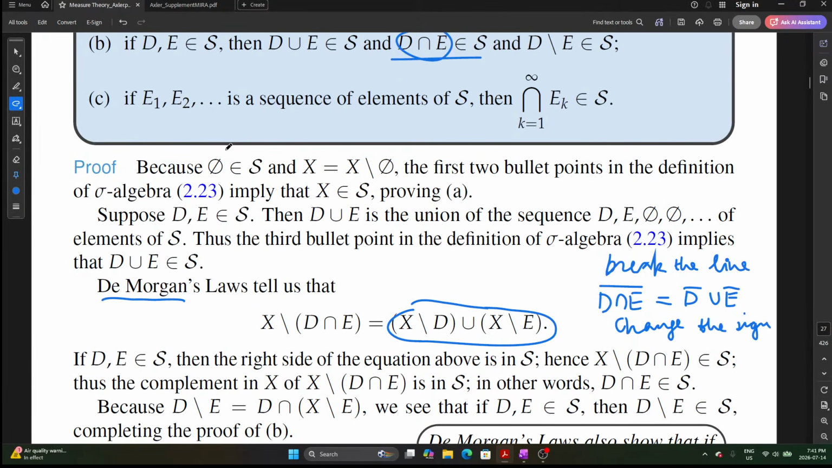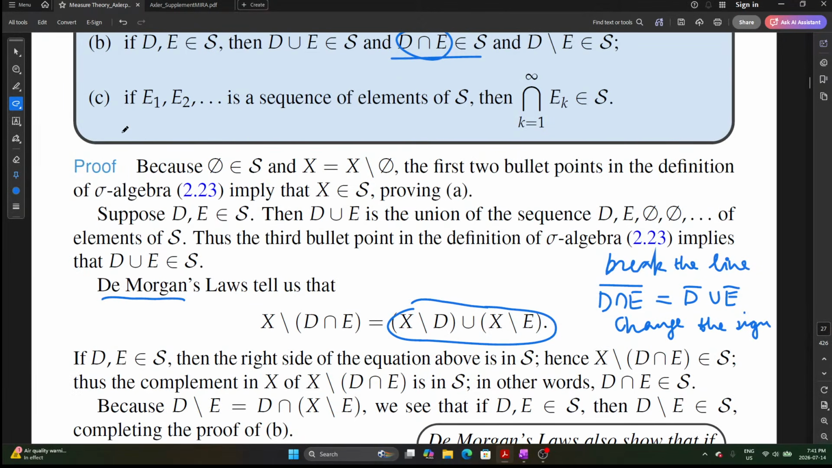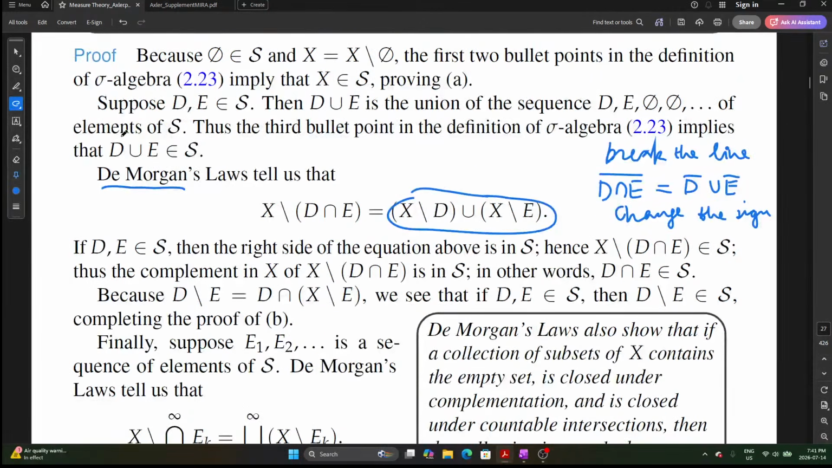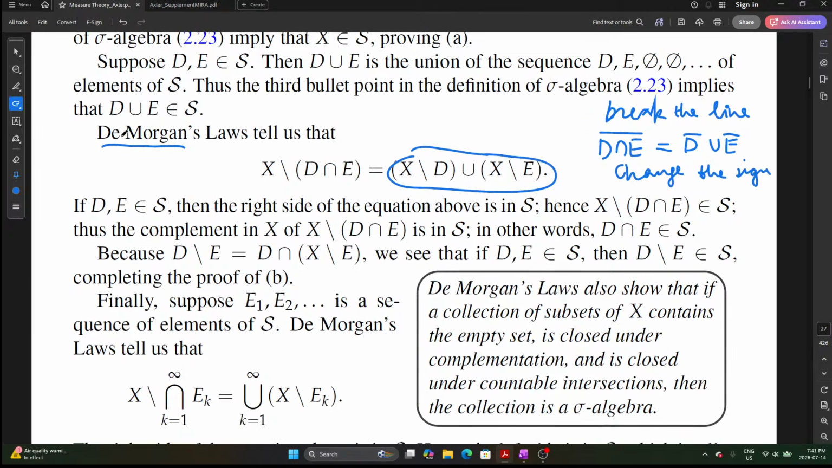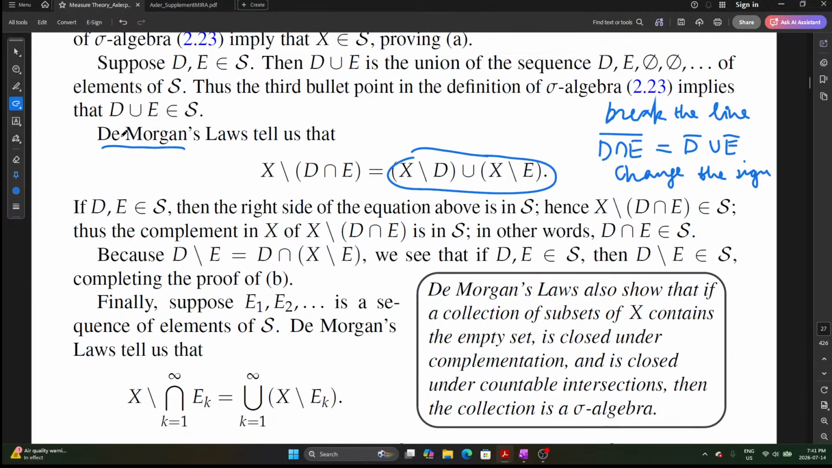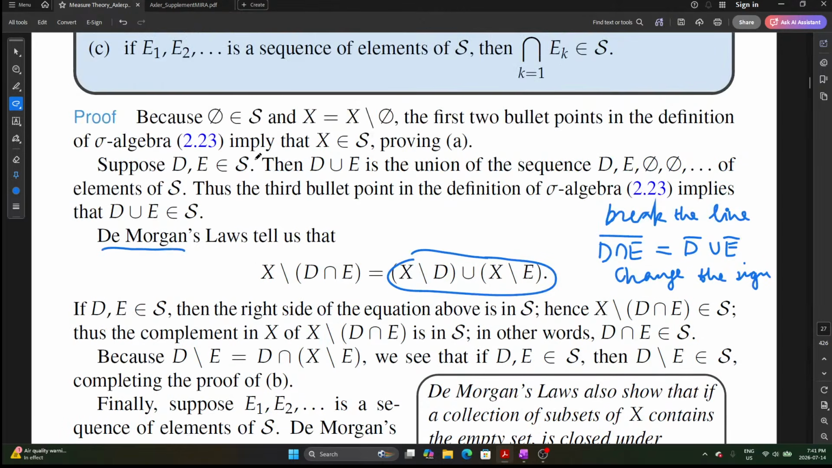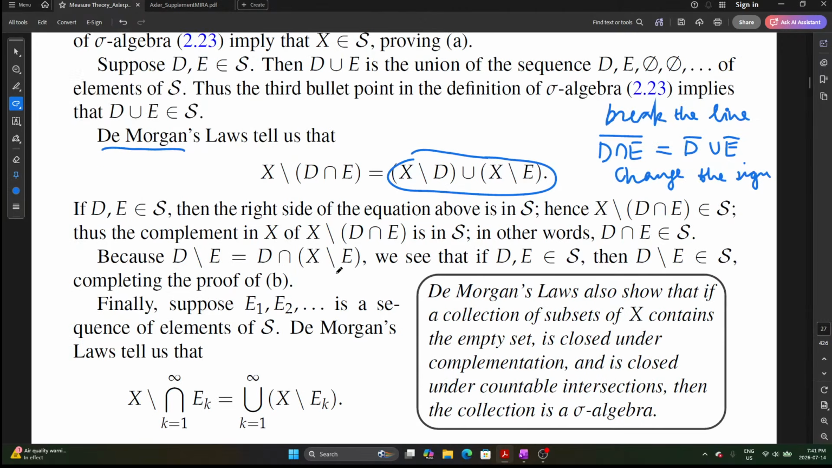Let's come back to this proof, because this is a rather basic proof, and it's good practice when it comes to set operations. So De Morgan's law does not just work for finite operations. In fact, it works for arbitrary operations.